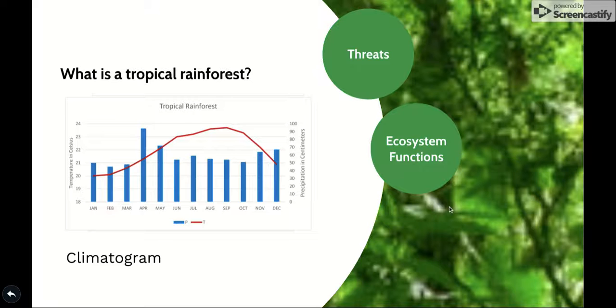So to begin, we answered the question, what is a tropical rainforest? As shown by the climatogram, the tropical rainforest has high temperatures and lots of rain. It is primarily warm year-round. They never drop significantly less than 68 degrees Fahrenheit and never rise much above 93 degrees. They typically get over 100 inches of rainfall per year in these areas. They are also incredibly humid.